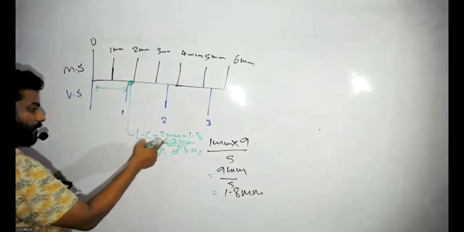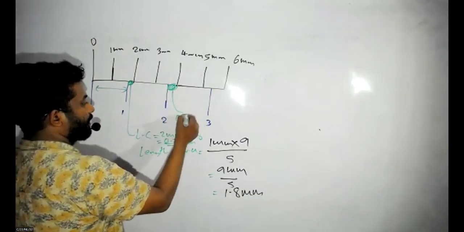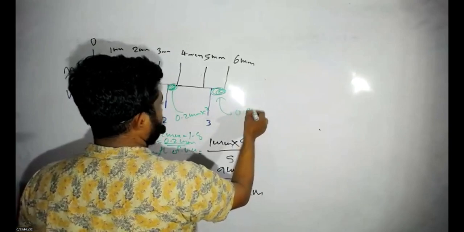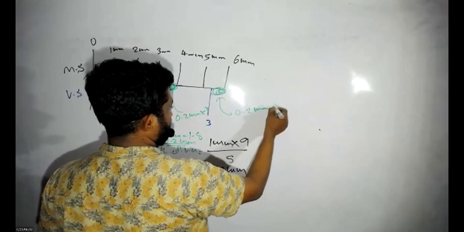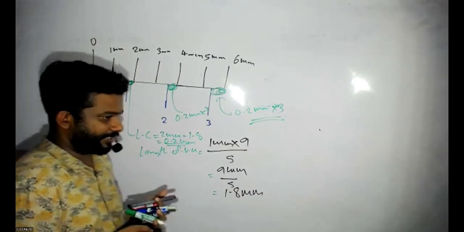This first gap is equal to 0.2 millimeter. This one is equal to 0.2 millimeter into 2. This one is 0.2 millimeter into 3. Got it? The answer is: the least count of the scale is 0.2 millimeter. Right. Pute, read the next question.